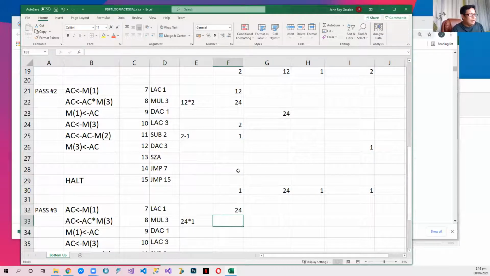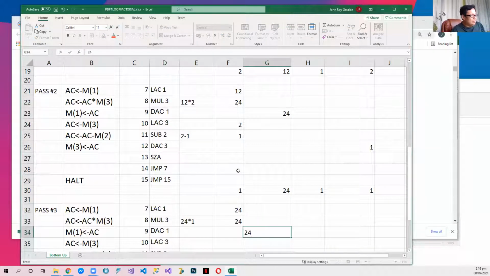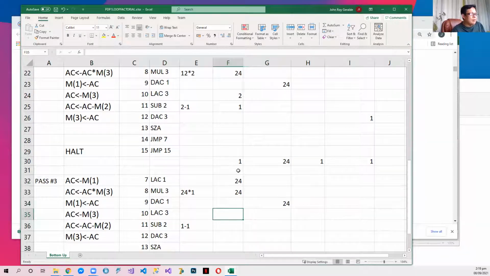Anyway, 24, no? And then mul 3 is now 1. So this is 24 times 1. So this is 24. And deposit accumulator to 1, 24. And load accumulator, we follow, which will compute. So this will now become 1.